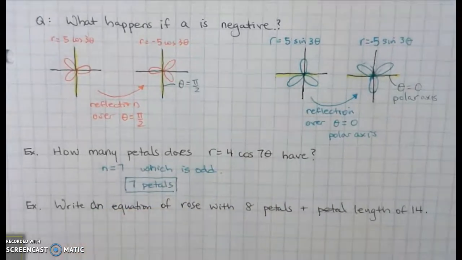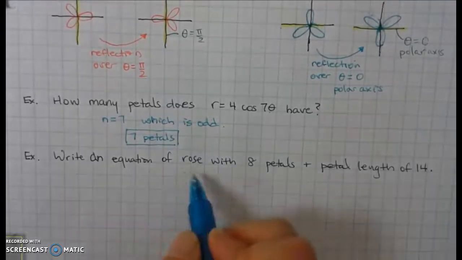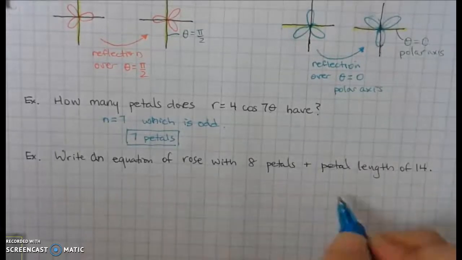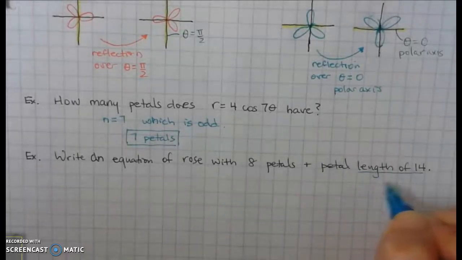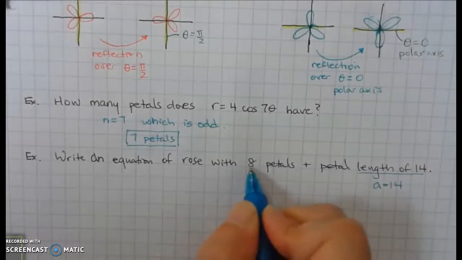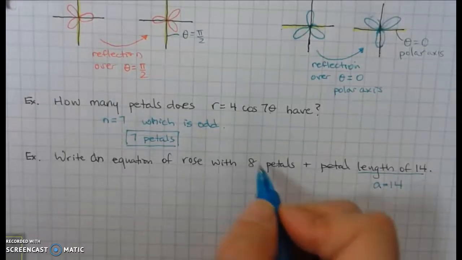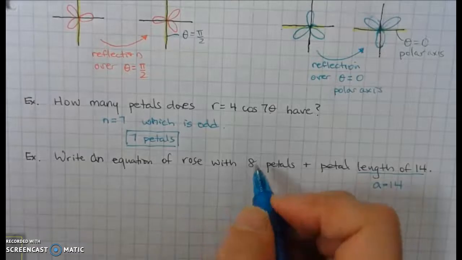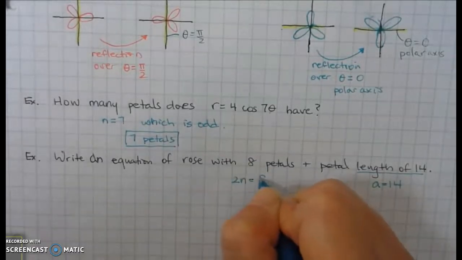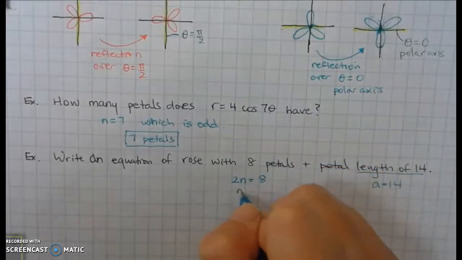Okay, now this time we're being asked, write an equation of a rose with 8 petals and petal length of 14. So a petal length of 14 means we have A is equal to 14, and the rose has 8 petals. Okay, so this is going to be even, right? That means 2n is going to be equal to 8. So that means n is going to be equal to 4.